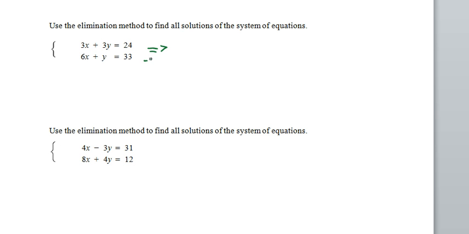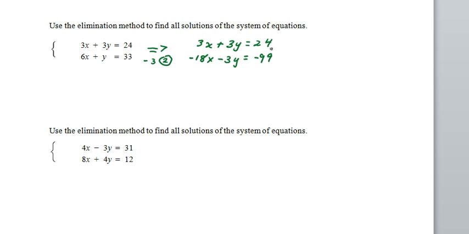I'm going to take negative 3 times the second equation. I'm going to put a circle around 2 to mean the second equation. So the first equation is unchanged. The second equation becomes negative 18x minus 3y equals minus 99.